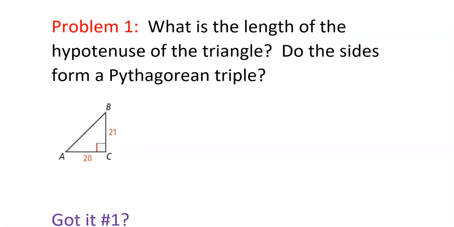Okay, so first question, what is the length of the hypotenuse of the triangle? Remember, the hypotenuse is always opposite the square. That, excuse me, that is always the longest side. And then it says, do the sides form a Pythagorean triple? So on this one, it doesn't matter the order. 20 squared plus 21 squared equals c squared. So 20 squared is 400.